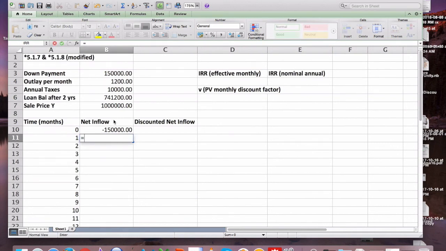So that's good. That's the down payment that Smith made for buying the property. What about time 1? I want to pull down the net outlay, that 1,200 there, with a negative sign. I can type equals negative B4. However, in doing so, it's not going to be most ideal. Let me show you what I mean. I will get a negative 1,200 there, but what I'd like to do now is save time. I'd like to copy and paste this downward.